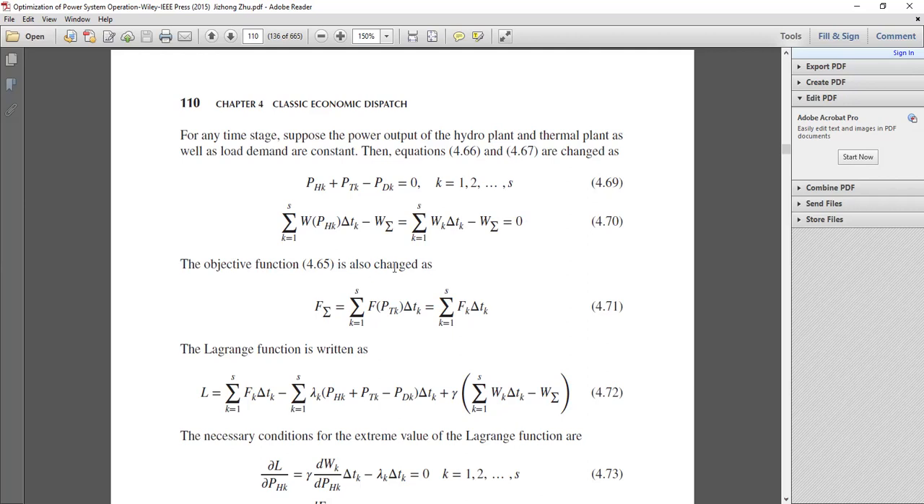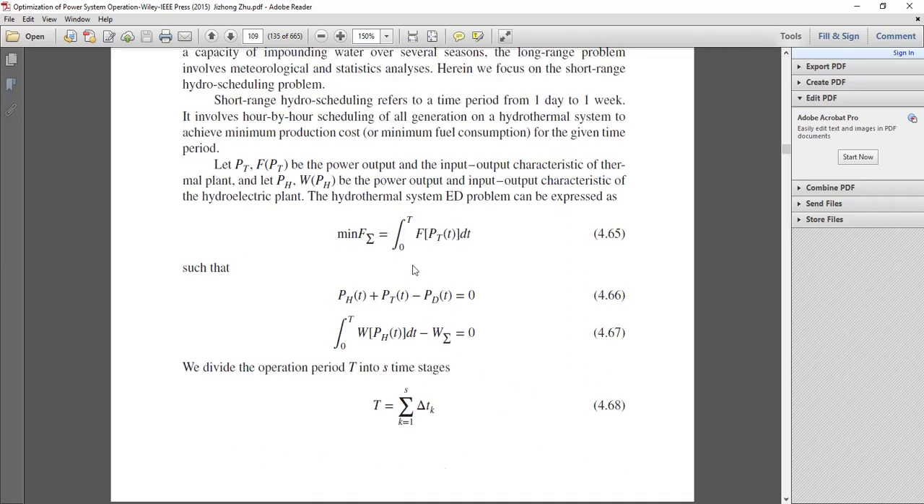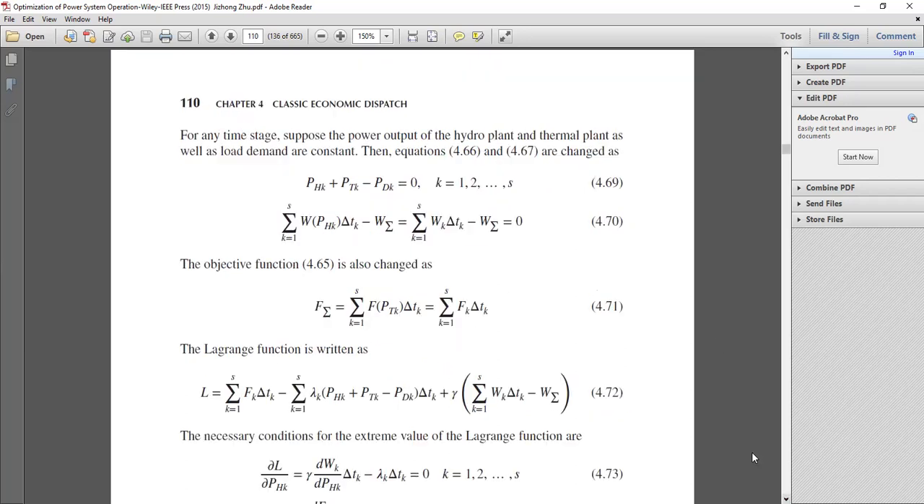It can be changed as f sum. So remember the objective function itself, 4.65, this was the original objective function. This was also in continuous domain. So if we discretize it, simply it will become f summation, remove the integral, just introduce this summation at the beginning, and at the end multiply with del tk, like all this 4.70 whatever we did here. So then it will become function of ptk.